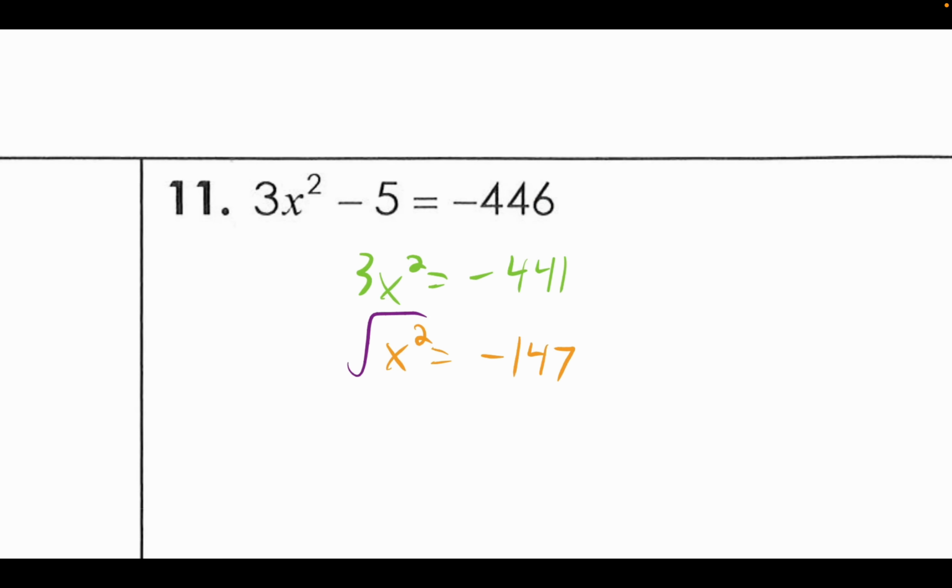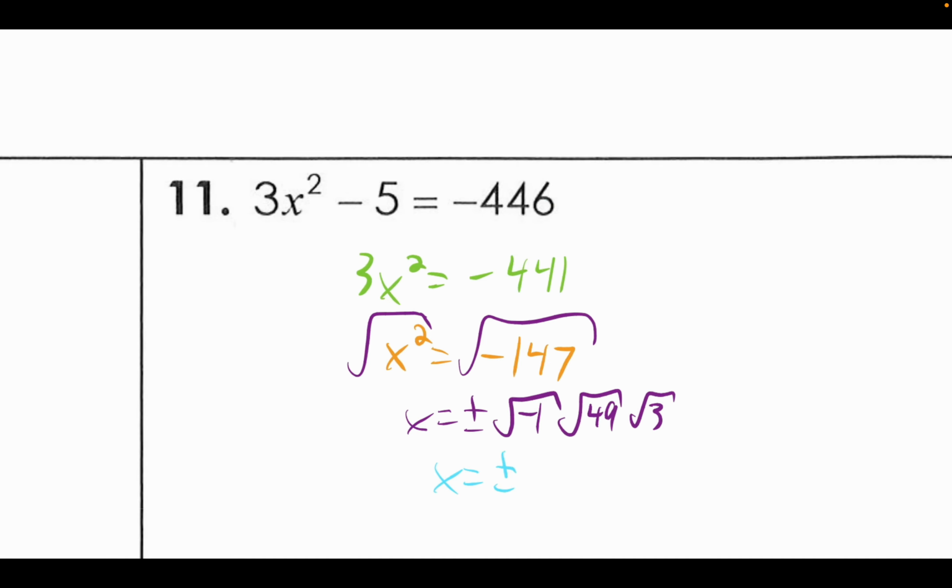Now if I square root both sides, I end up getting x equals positive and negative square root of negative 1 times the square root of 49 times the square root of 3. This results in x equaling positive and negative 7i times the square root of 3.